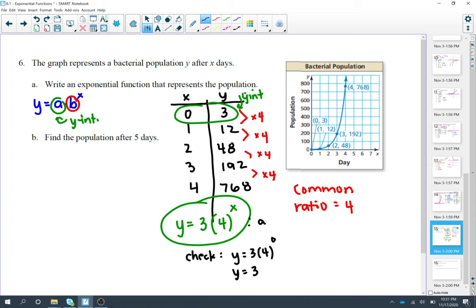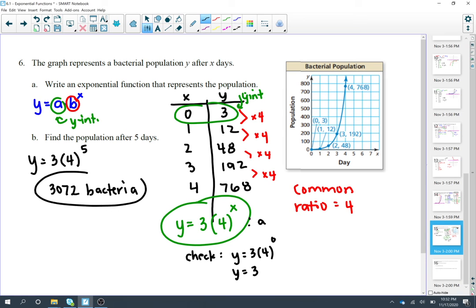Now, part B, find the population after 5 days. Well, if I want the population after 5 days, I'm going to substitute in 5. So y equals 3 times 4 to the 5th power. Again, pause your video, figure it out, and then 3,072. And we're talking about bacteria after 5 days.